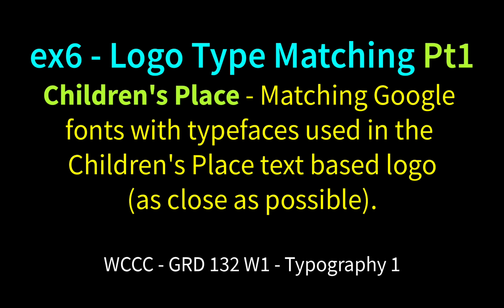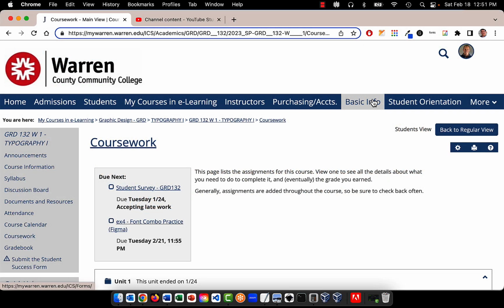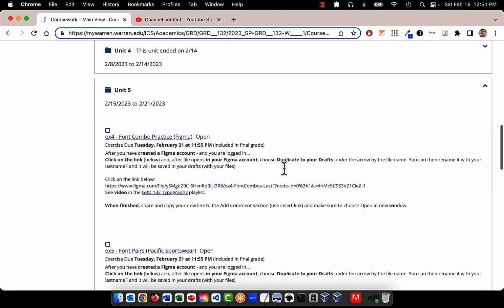Welcome to your D132 Typography 1, exercise 6, where we'll be matching the Children's Place and the Shelby logos, also the Smutty Nose, but we'll start off with Children's Place. I've done this in the past with Gravit, but now we're going to be doing it with Figma. And what you're going to do first is scroll down to Unit 5.